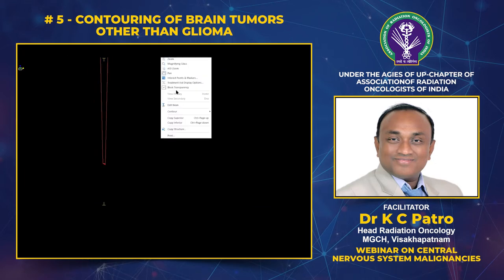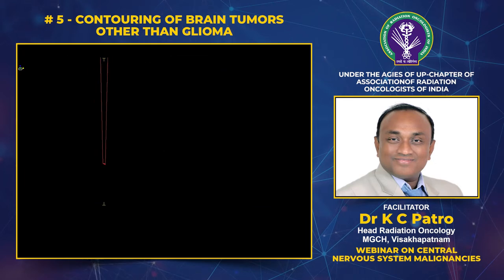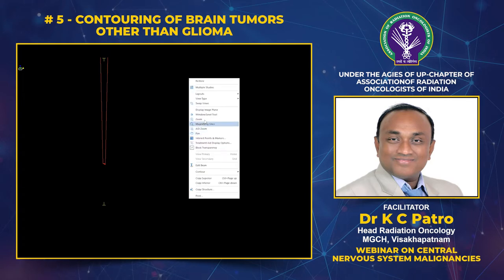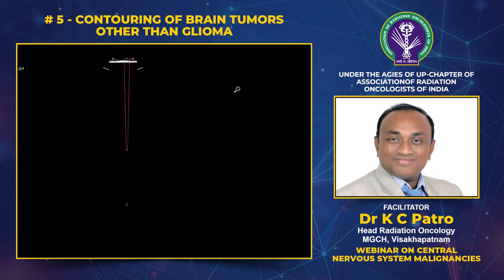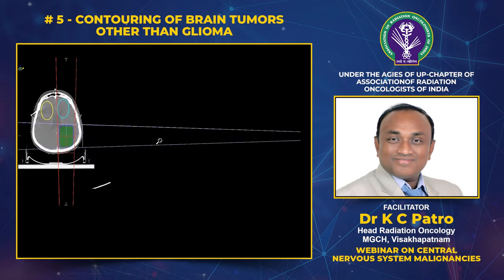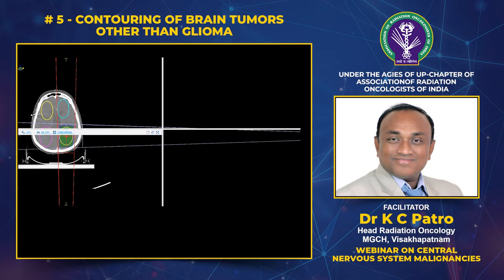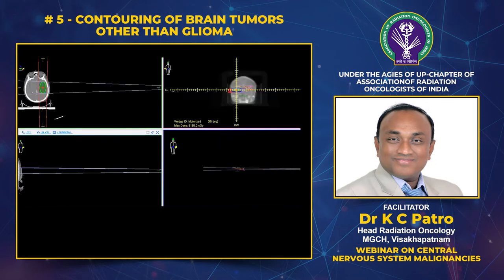You have to do the body contour and brain contour on this paper, and otherwise you can do digitization or simulation as per your need. So this is the coverage. You can see this is the tumor here, and suppose your left parietal lesion is there, you can see this is the left parietal lesion.